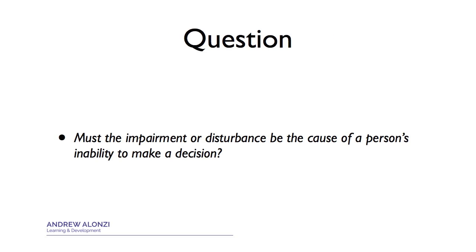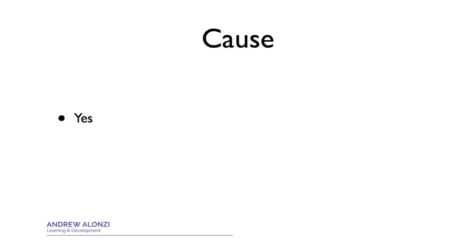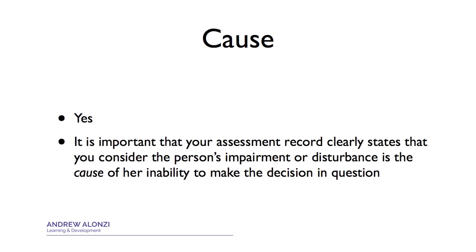Must the impairment or disturbance be the cause of a person's inability to make a decision? We touched upon this important point earlier. The answer is yes, and this is a very important link. A person's underlying impairment or disturbance must be the cause of her inability to make the particular decision at that time. It is important that your assessment records clearly state that you consider the person's impairment or disturbance in the functioning of her mind or brain is the cause of her inability to make the decision in question.